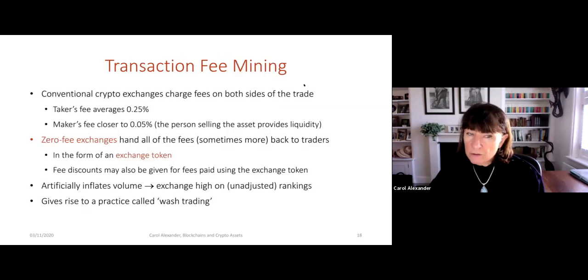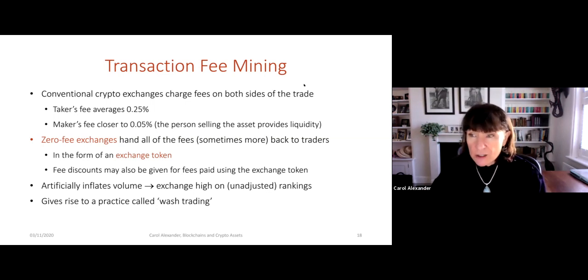Now, conventional crypto exchanges charge fees on both sides, as we saw. The taker's fee averages about 0.25%, 25 basis points. The maker's fee is closer to 5 basis points. But hundreds of exchanges, new exchanges, Binance and others, are what we call zero fee exchanges. They hand all of the fees, sometimes more, back to the traders, in particular to the market makers, and sometimes also to takers. They pay people basically to trade on their exchange.